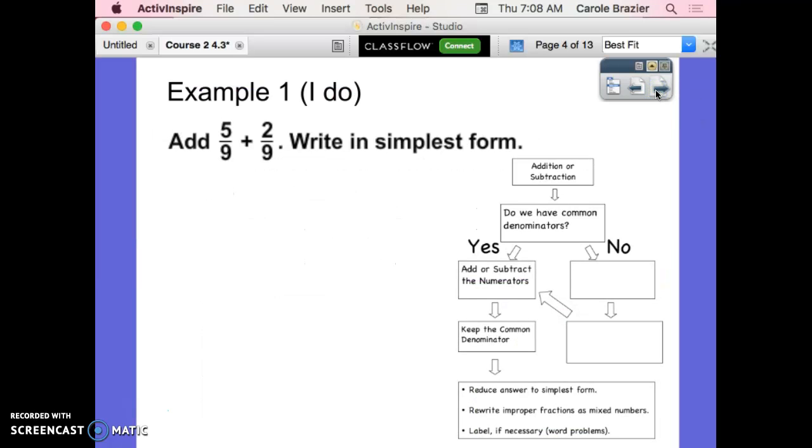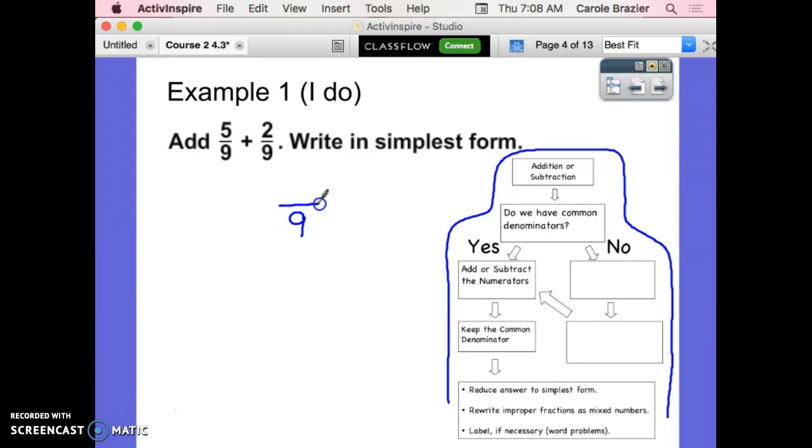Okay, so to begin with, this chart right here on the right, I would make sure that it is in your notes because it's going to be very useful for you, especially when we're moving on and these boxes are filled in next time. Okay, so we're going to ask ourselves, do we have common denominators? Yes, we do, because they're both 9. So it tells us to keep the common denominator. So 9 is going to be our common denominator. We're going to add our tops, so we have 7/9. And then finally we have to reduce, rewrite as an improper fraction, and label. Well, none of those things are relevant to us, so 7/9 is our final answer.